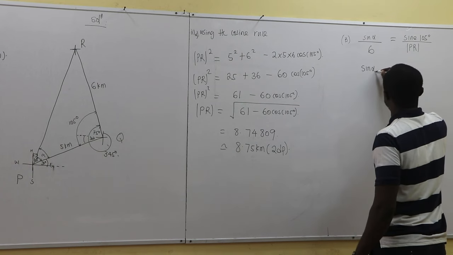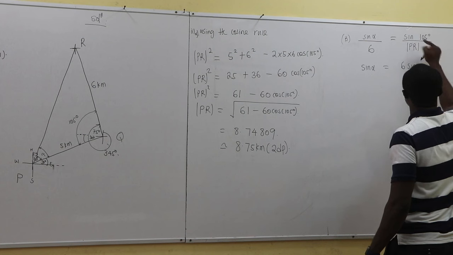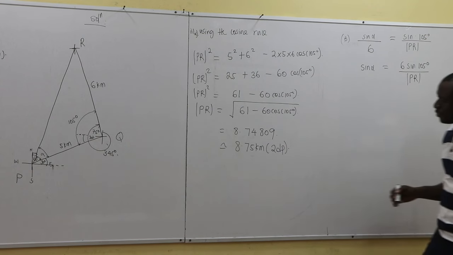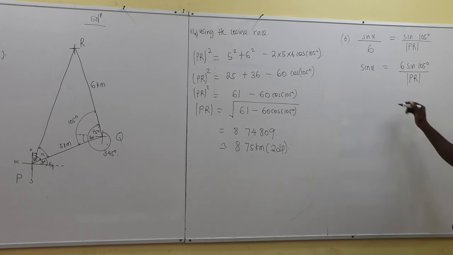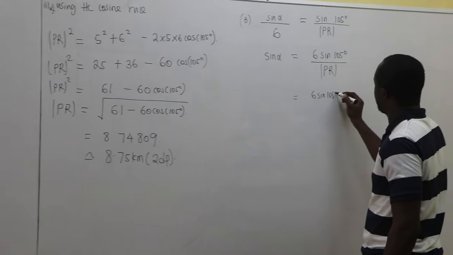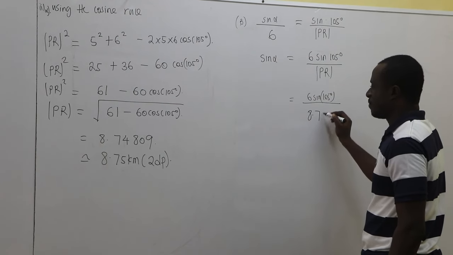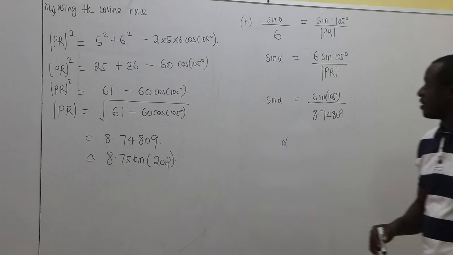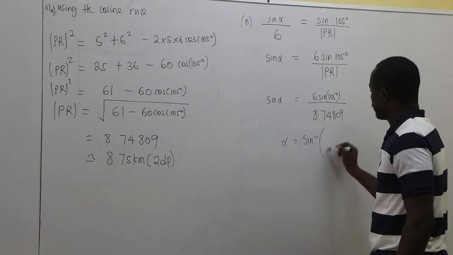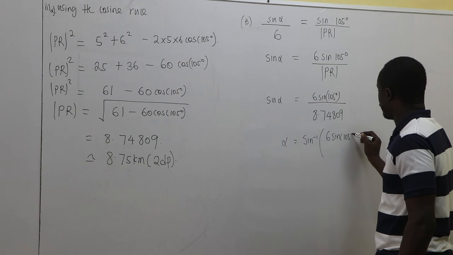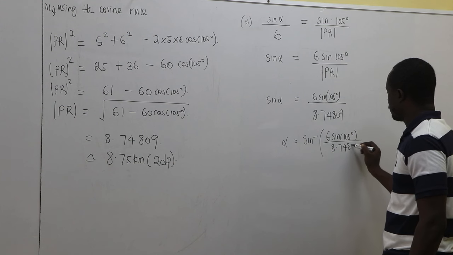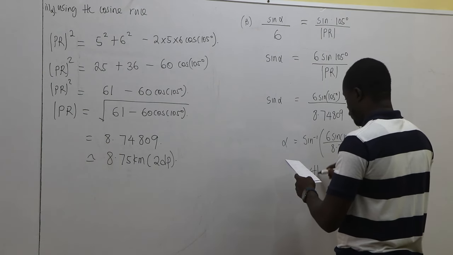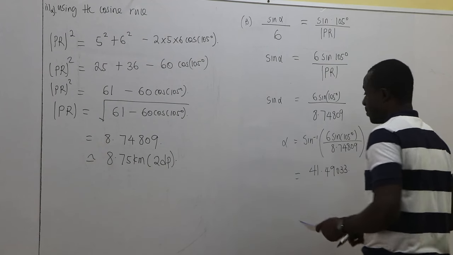So clearly we have sine alpha is equal to 6 sine 105 degrees over PR. Now for PR, don't use the approximated value, but use the first one. So this is 6 sine 105 degrees over 8.74809. That is sine alpha. We want to find alpha, so let's find the sine inverse. So alpha is equal to sine inverse of 6 sine 105 degrees over 8.74809. And this is just calculator work. When we punch this on the calculator, it gives us 41.49033. So that is the angle over there.